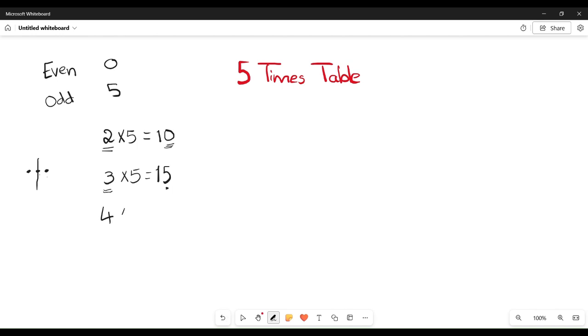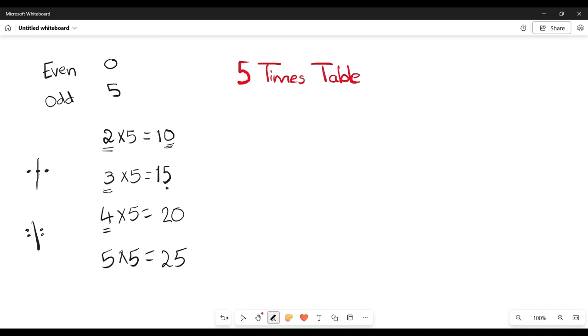Now number 4. 4 times 5. What is half of 4? 2. And it's even, so it's 0. No remainders. Nothing's going to be left in it. If I divide 4 into 2, I'm not going to break anything into halves. So the remainder is 0. So that's why we put 0 in the ones. Now 5 times 5, it's 2 and a half.